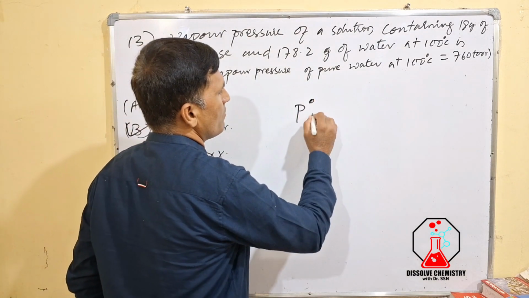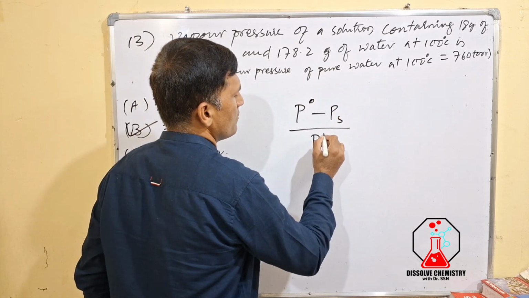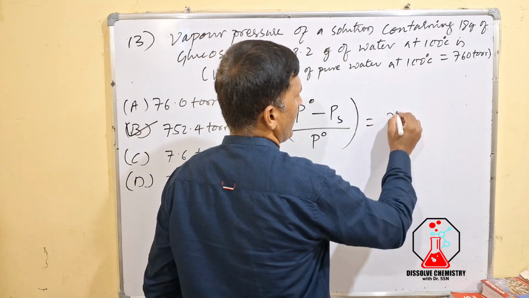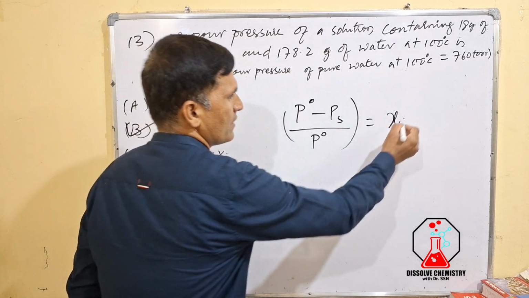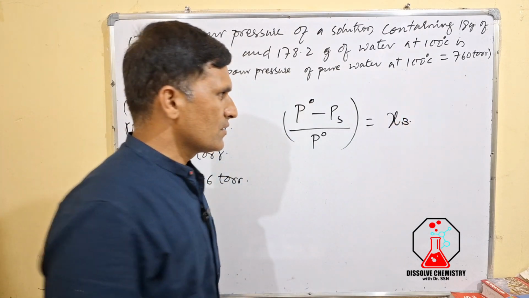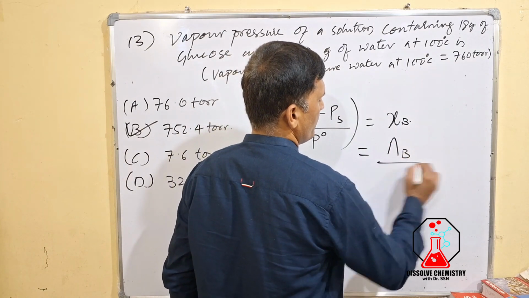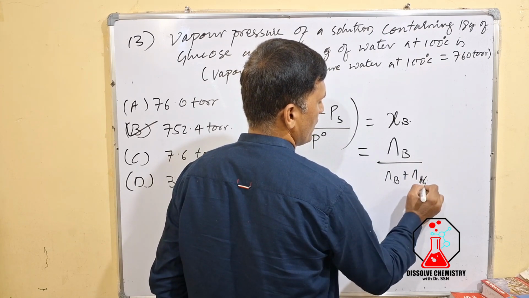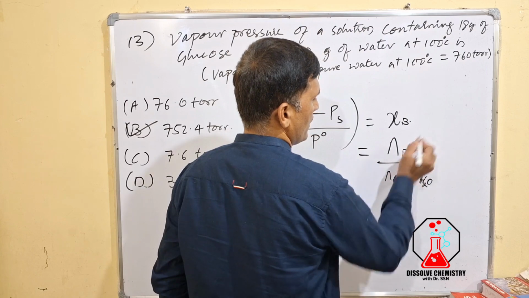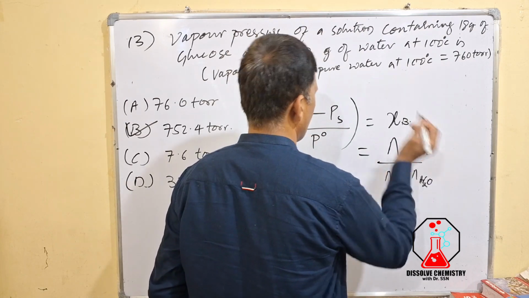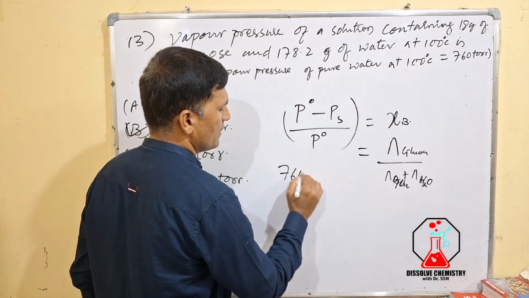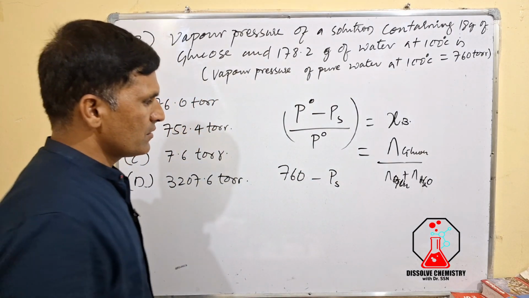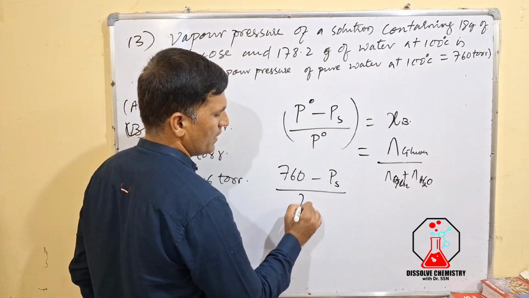So we know that (P naught minus Ps) divided by P naught is equal to the mole fraction of the solute B. So mole fraction, you know, is NB by (NB plus NA), where NA is the solvent, water, and NB is glucose. Okay, we will make it the formula. Fine, 760 torr minus Ps, we are expected to find the vapor pressure of the solution, right? Divided by P naught, which is again 760.